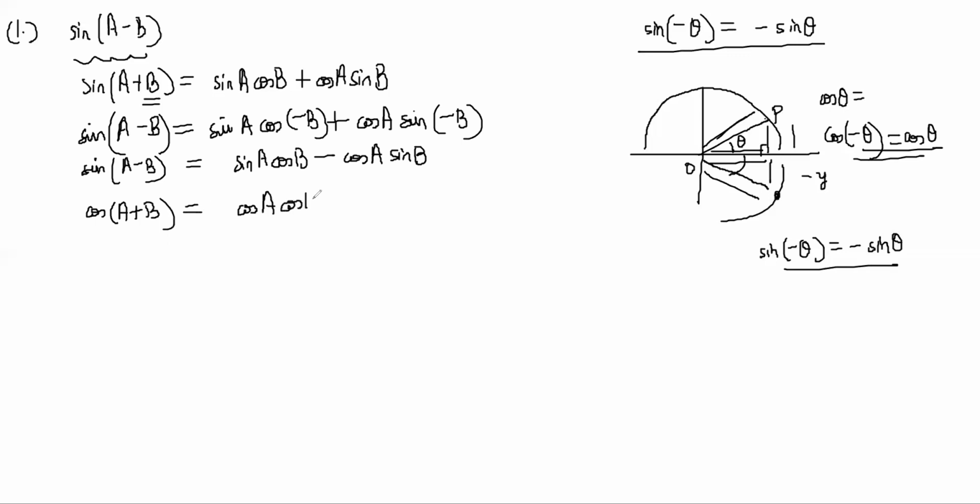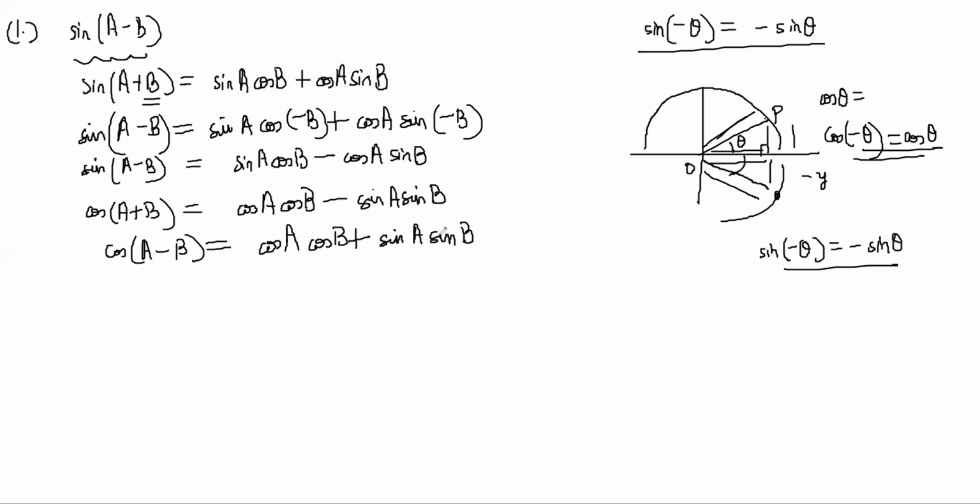And in cos a plus b, the formula was cos a cos b minus sine a sine b. From there, if you put minus b instead of b, cos of a minus b will become cos a cos b, cos minus b is the same as cos b, plus sine a sine b, because sine minus b is minus of sine b, right? So these two formulas you have now proved from your basic two formulas.